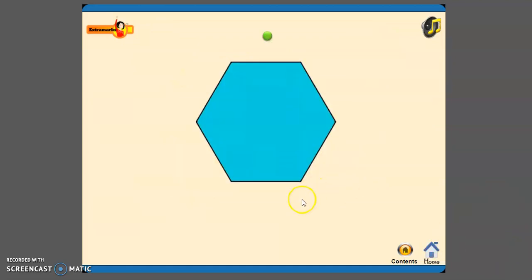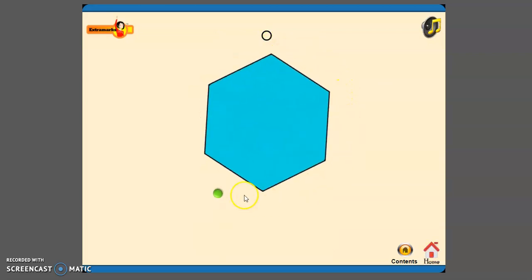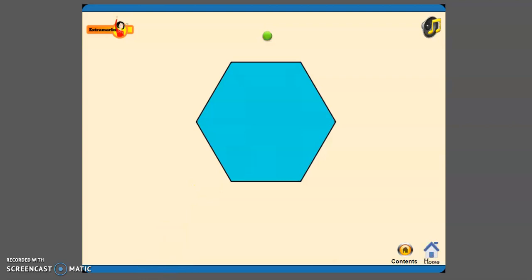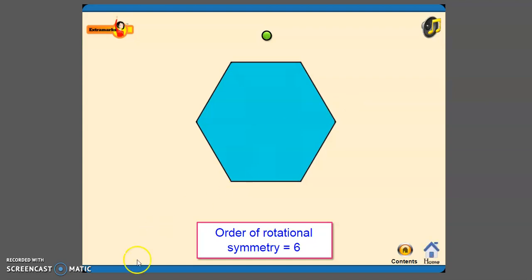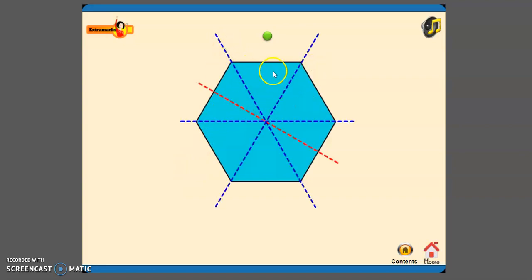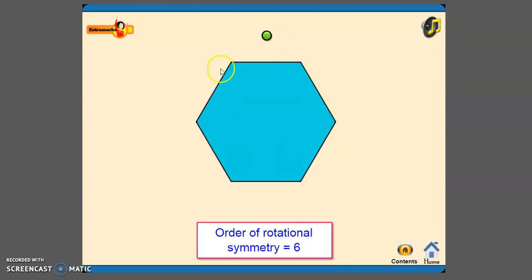Now next here, it's a regular polygon, hexagon, and it has 6 lines of symmetry. Then it rotates 1, 2, 3, 4, 5, 6. So order of rotational symmetry is 6 here. Shall I play it again for you? Yes. Yes, the lines of symmetry are 1, 2, 3, 4, 5, 6 lines of symmetry. Rotation 1, 2, 3, 4, 5, 6. In all these rotational positions, it looks the same. So, order of rotation is 6.